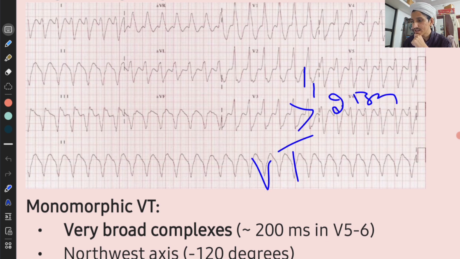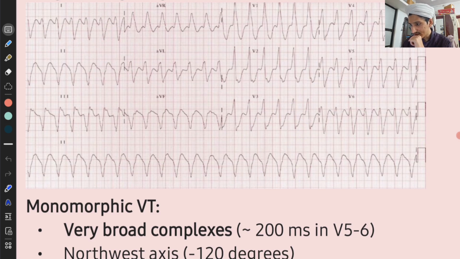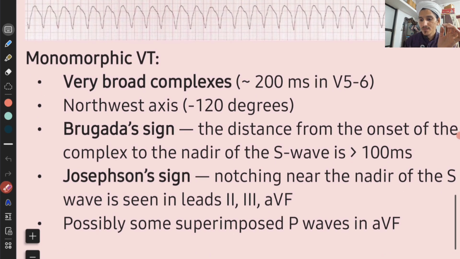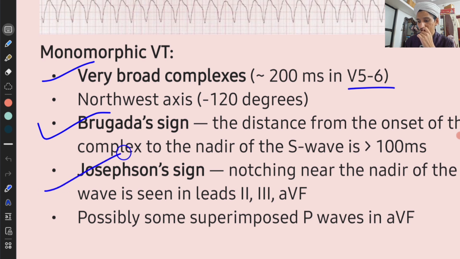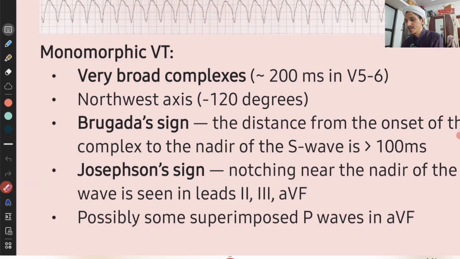There is no RBBB-like pattern, there is no LBBB-like pattern. You are seeing the Josephson sign. There are very broad QRS complexes from V5 to V6. The Brugada sign you are able to see, Josephson you are able to see, possibly some superimposed P waves in aVF also. So remember these things. That's typical of monomorphic VT.